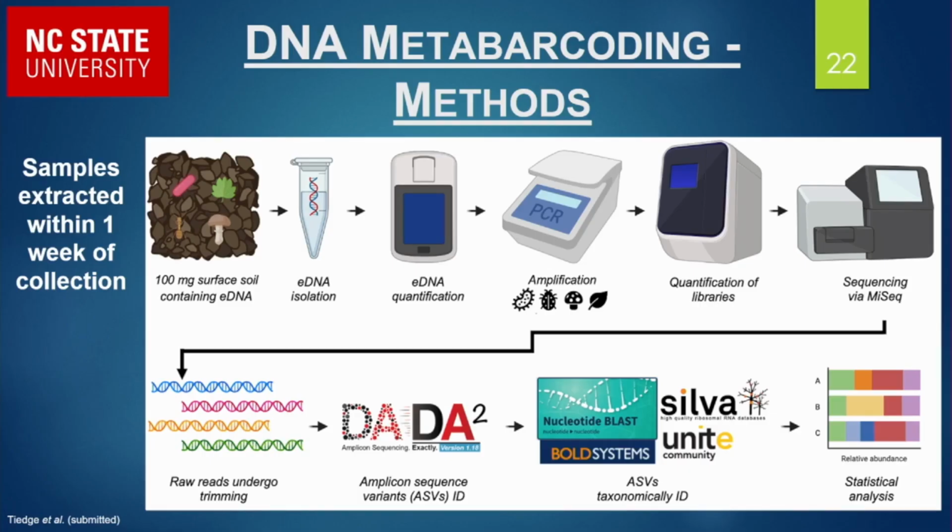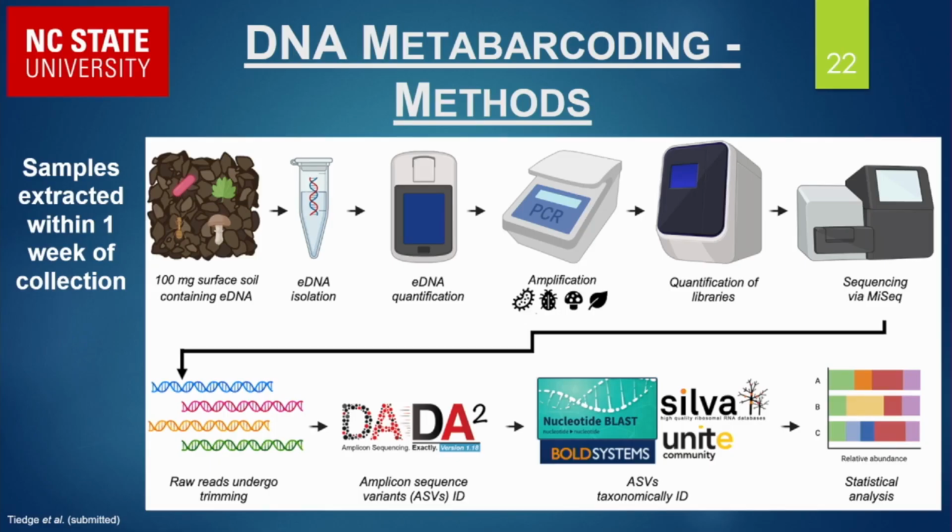From that sequencer, we essentially get a sea of sequence reads, and that's not very helpful at that time, so we have to do some processing steps. The first thing we do is trim for quality. Then we run it through a software called DADA2. This essentially will say, I have this sequence, and how many copies of it do I have in my sample? So we get a list of the unique sequences and their abundance in the sample.